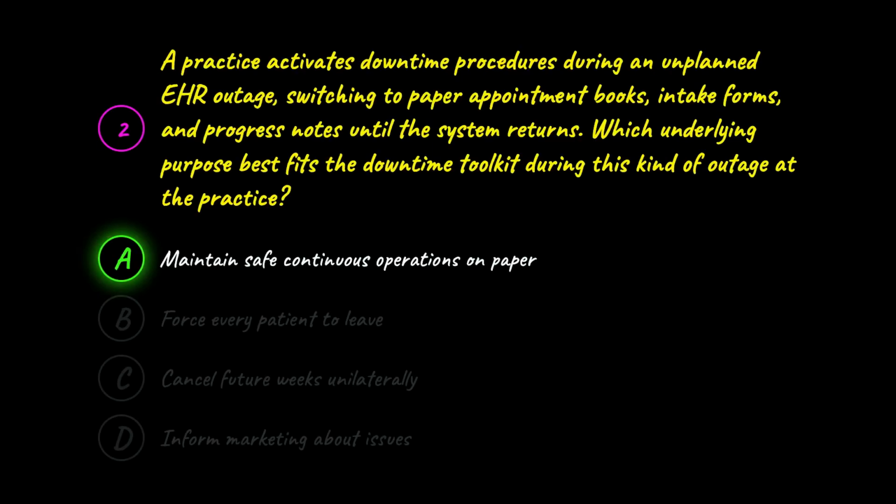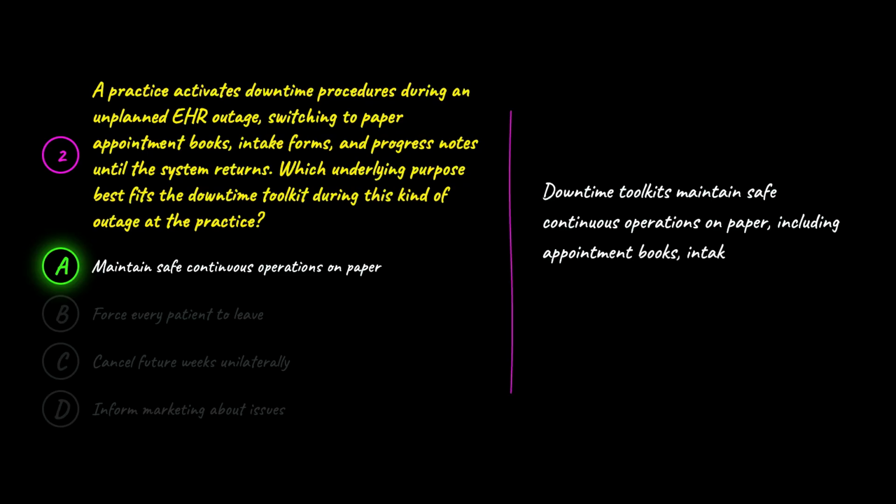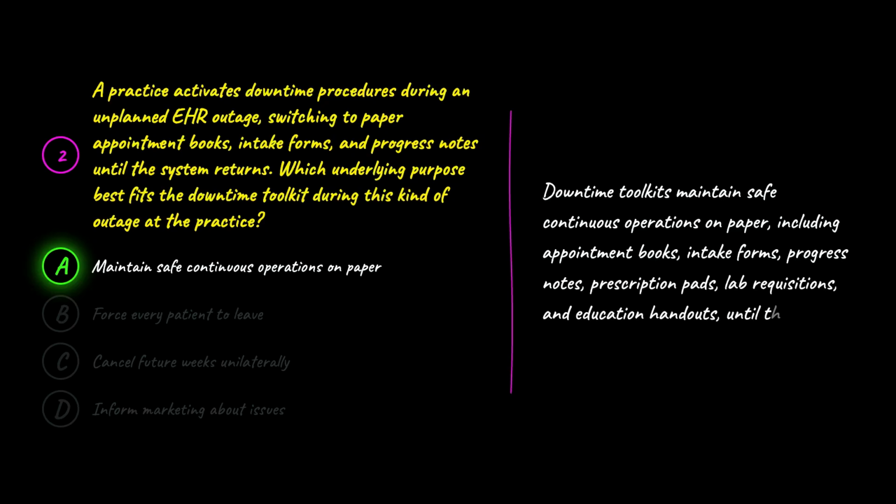The correct answer is A. Maintain safe, continuous operations on paper. A is correct because downtime toolkits maintain safe, continuous operations on paper, including appointment books, intake forms, progress notes, prescription pads, lab requisitions, and education handouts until the system returns and data are back entered.